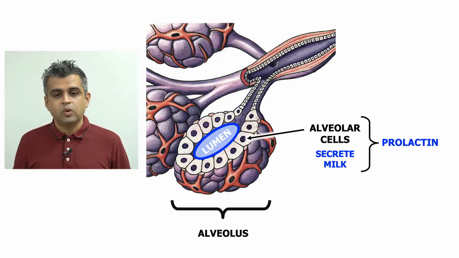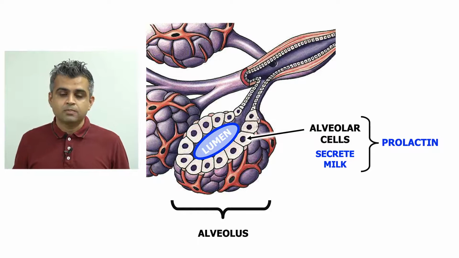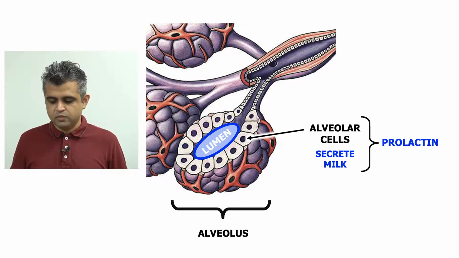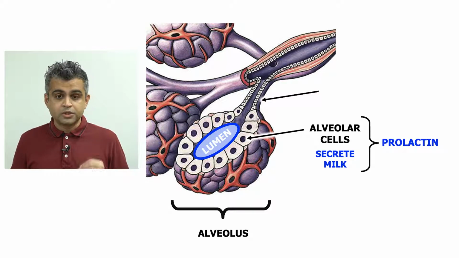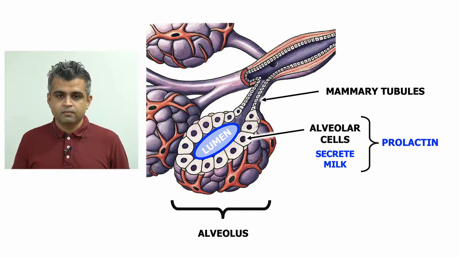This, as you all know, is under the control of a hormone called prolactin. We have done this a few lectures back. Prolactin is responsible for secretion of milk. So the secretion is going to be done by prolactin. Now, whatever milk is collected in the lumen gets pushed into this tube which you can see here. This tube arising from the alveolus will be called the mammary tubule.